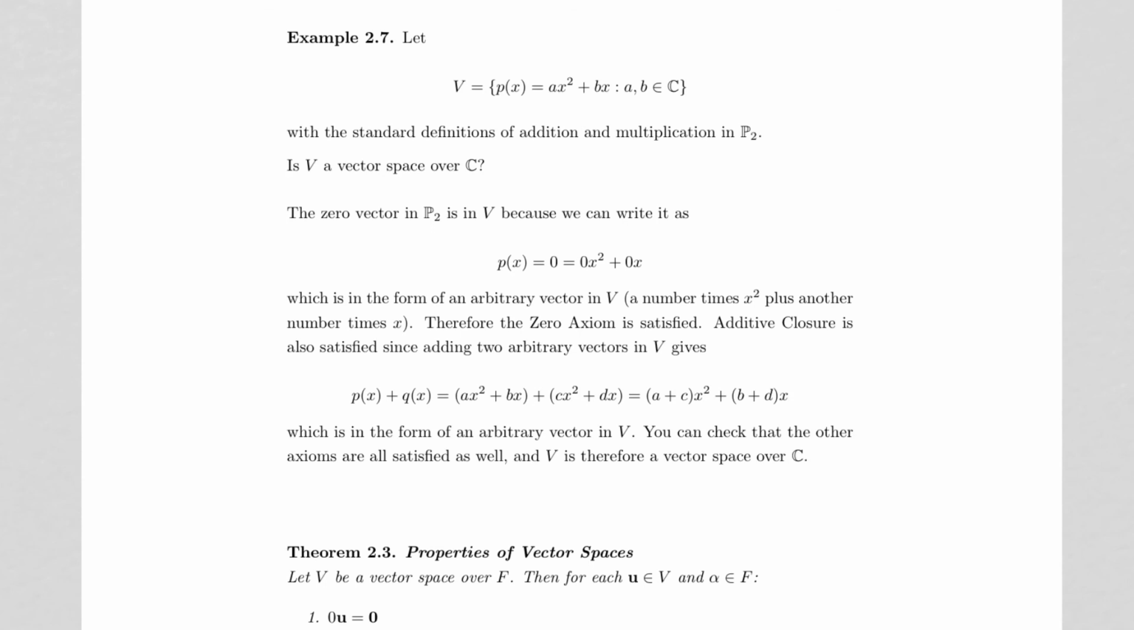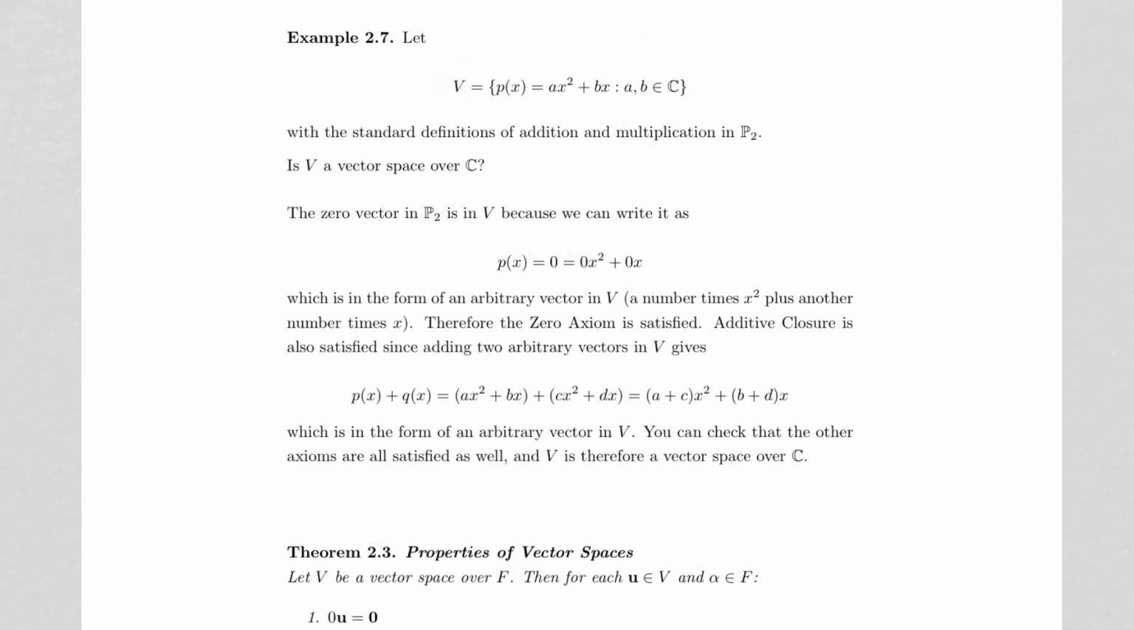First of all, the zero vector, which we already figured out, the zero vector in P2, p of x equals 0. Well, I could write that as 0x squared plus 0x. So that is in the form of a vector in V. And so 0 is actually in this set. So the zero axiom is satisfied.